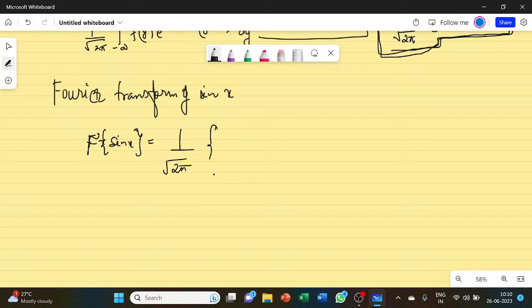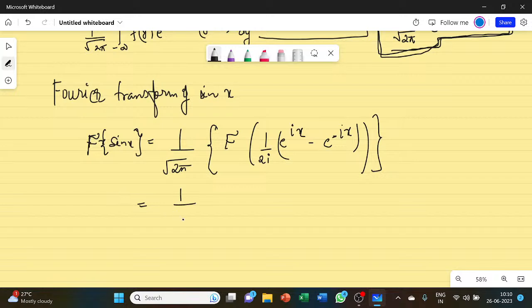So I'll write this as the Fourier transform of 1 upon 2 iota times (e to the power of iota x minus e to the power of minus iota x). Basically this will be 1 upon 2 iota, and the Fourier transform of e to the power iota x minus the Fourier transform of e to the power minus iota x.